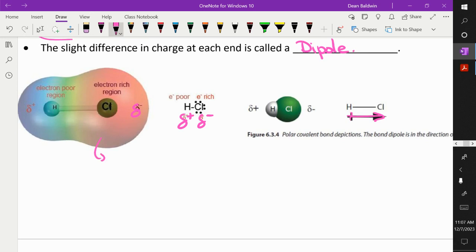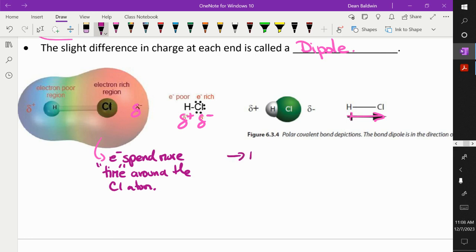So the electrons spend more "time" around the chlorine atom. I'm putting time in quotes because remember, the electrons are moving, right? They're not just stationary. But it's not a complete transfer of electrons.